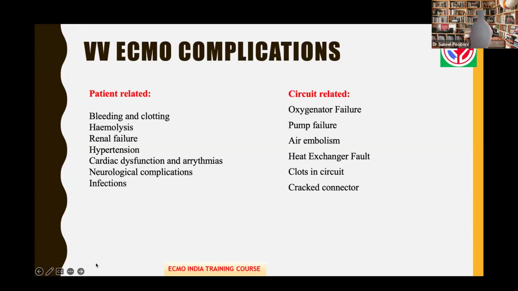VV ECMO, there are complications, both patient related and staff related complications also. They are like any other specialty, but here patient related complications are much more important. Air embolism, pulmonary failure, like circuit related complications also happen, but patient related complications are much more common.